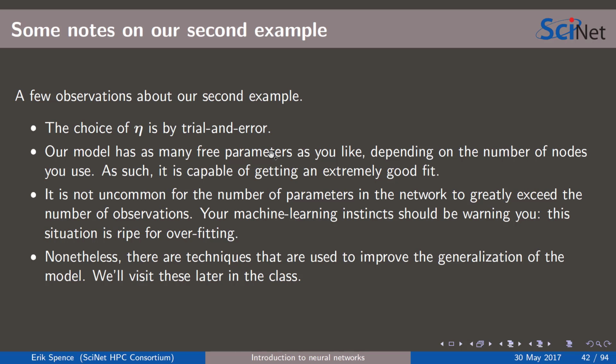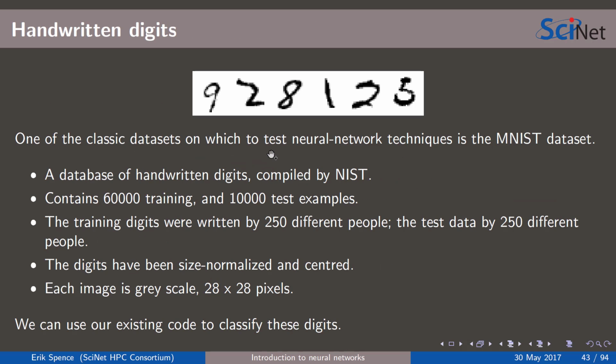Always, always separate it. You cannot check the quality of your model with the data you trained it on, because you'll do really well, but it's not going to work on any other data, right? Okay, so there are techniques out there for improving the generalization of the model, and we're going to come back to those in a minute.